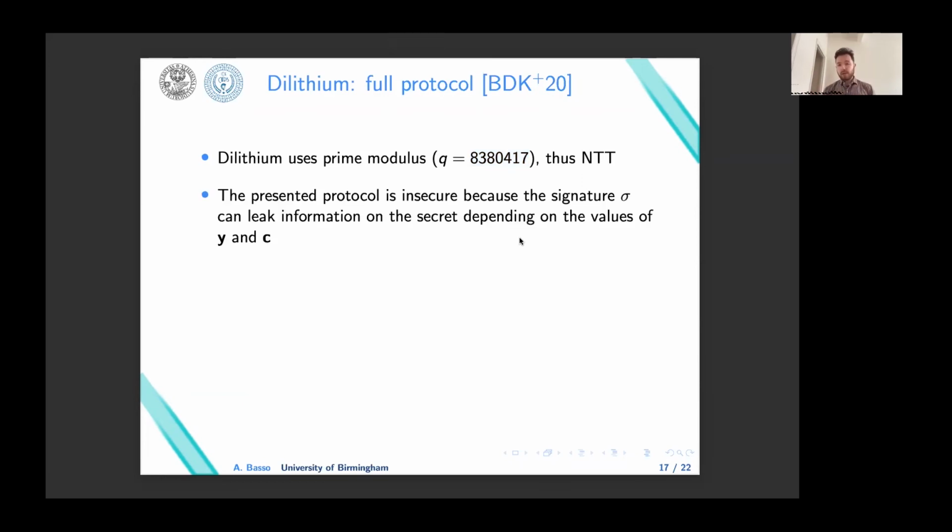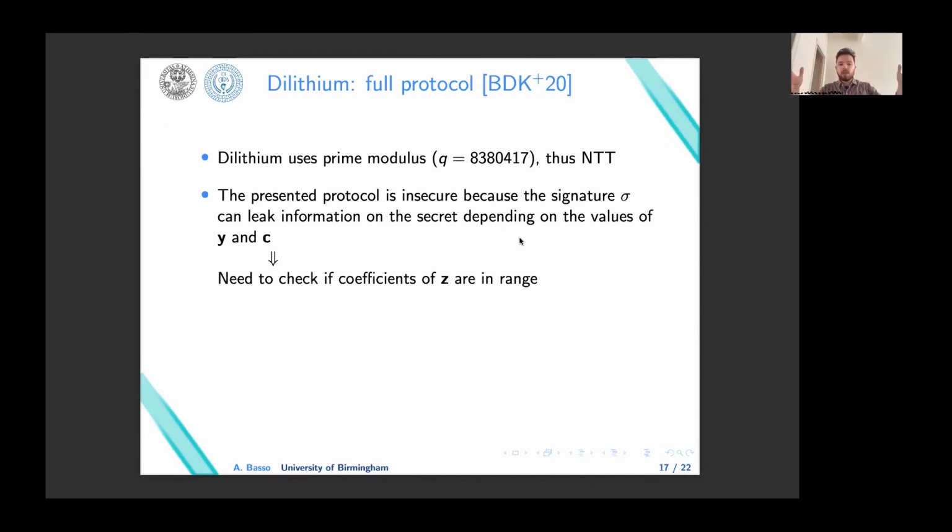There is, however, a catch, in the sense that the protocol that I just described is actually insecure, because the signature can leak information in certain specific cases, not all the time, only in some cases. So what happens is that we can fix this by checking if the coefficients of the signature that we generate are in a certain range. As long as they are in this range, then the signature does not leak anything.